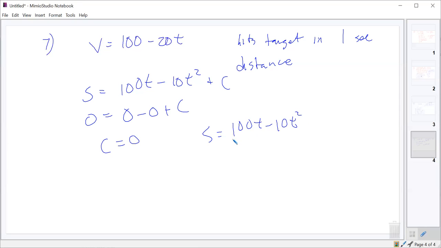And so then we'll plug in 1 for our time. 100 minus 10 times 1, which is 90. So it should be 90 feet away. Choice B. Everybody go with that? Yeah.